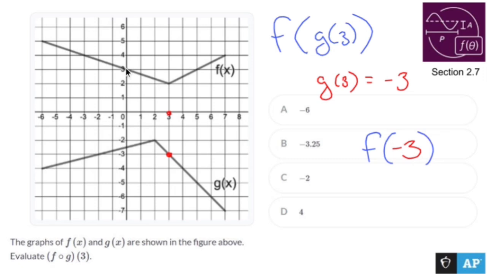So let's go to f. Let's go to negative 3. f(-3) appears to be 4. D is my answer. Ooh, wasn't that nice?